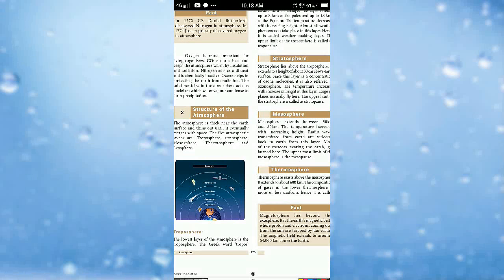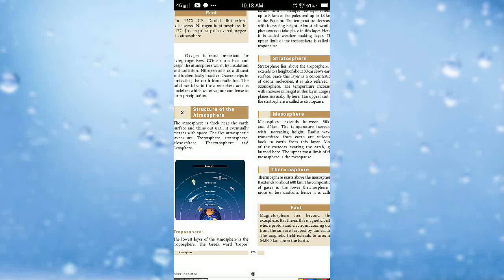The temperature increases with the increase in height in this layer. Large jet planes normally fly here only. Which layer do the jet planes normally fly in? Stratosphere or ozonosphere. The upper limit of the stratosphere is called stratopause.